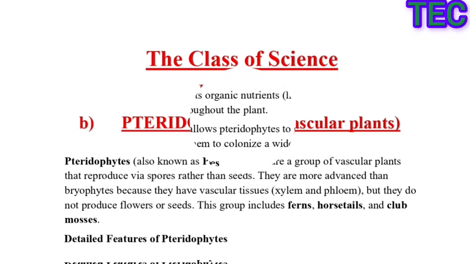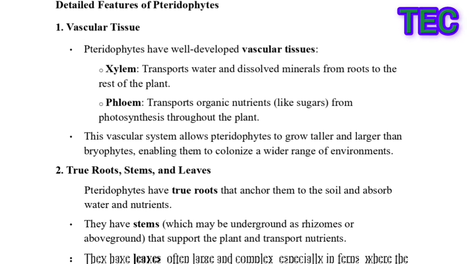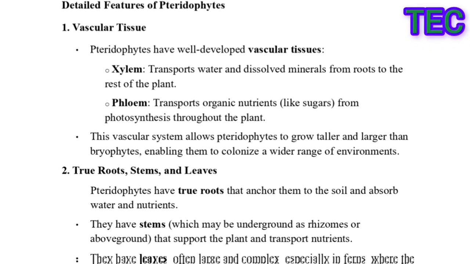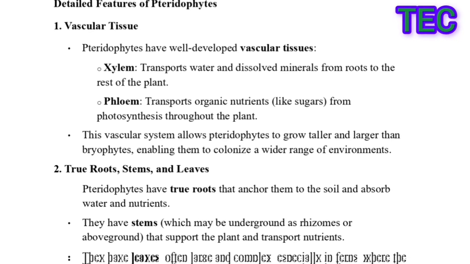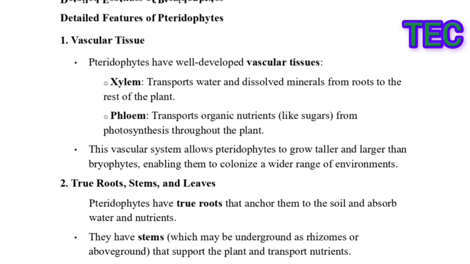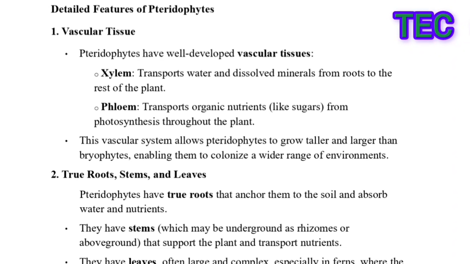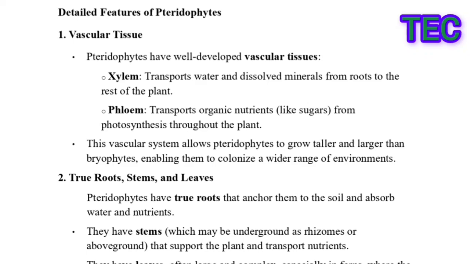So let's look at some detailed features of pteridophytes. What are some of the detailed features of the pteridophytes? Presence of vascular tissue. Pteridophytes have what we call the vascular tissues, and these vascular tissues are the ones that make them complex compared to bryophytes.